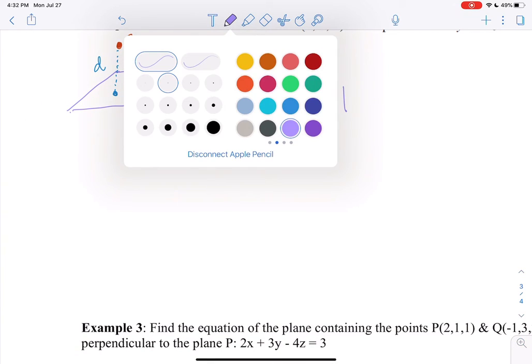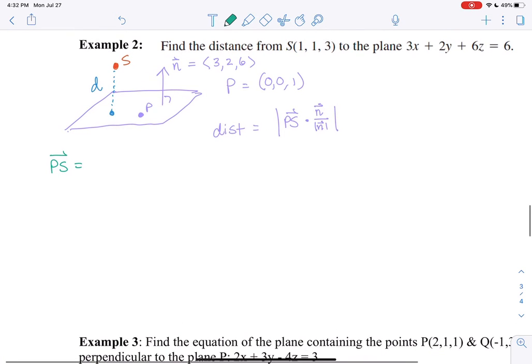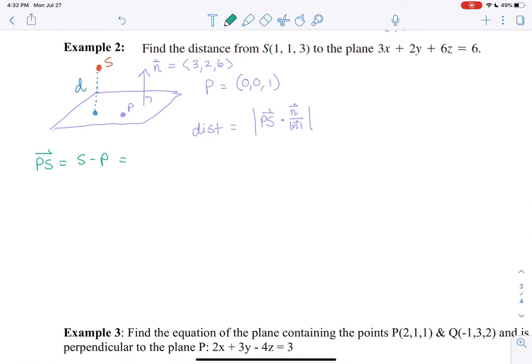I'll start with finding PS. That's going to be S minus P, those 2 points. So S is 1, 1, 3, and the point I'm using is 0, 0, 1. So we'll get 1 minus 0 is 1, 1 minus 0 is 1, and 3 minus 1 is 2. So let me use vector brackets. So there is PS.